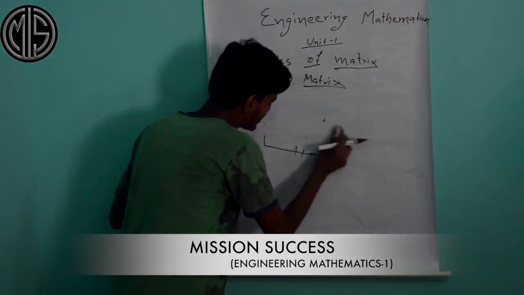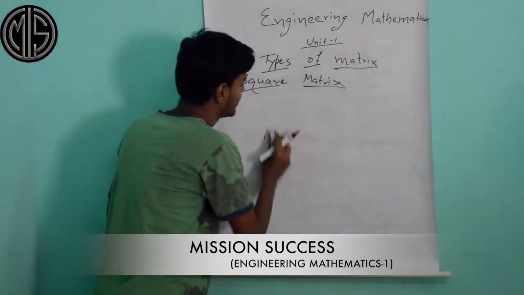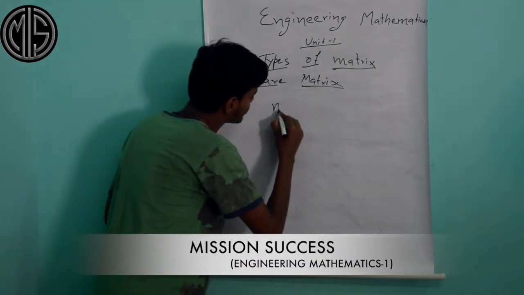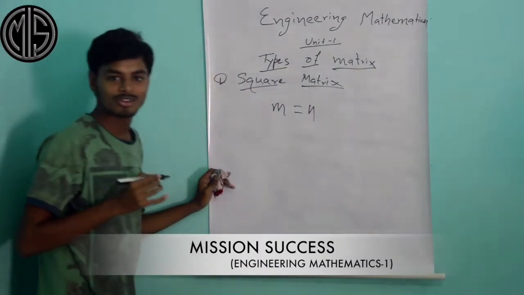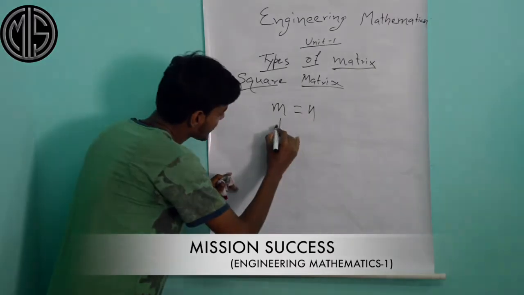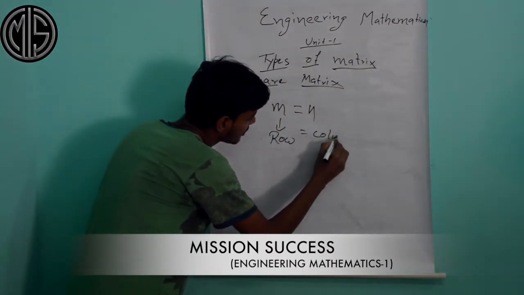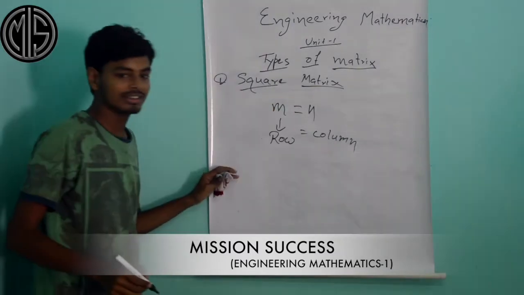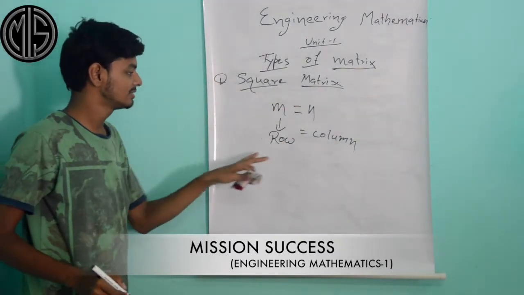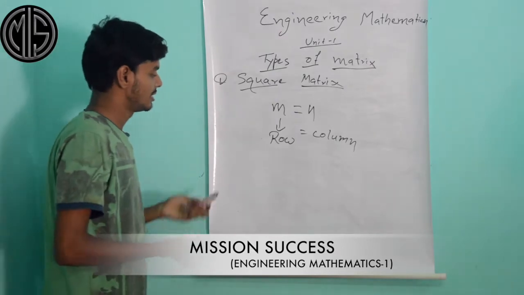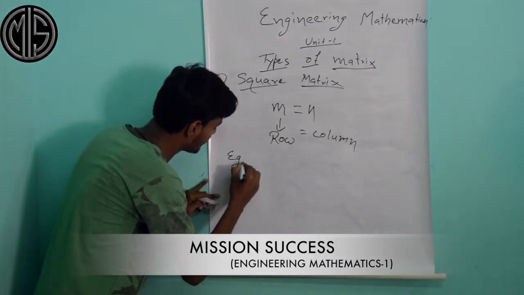A square matrix means m is equal to n. When the row and column are both equal, then it is called a square matrix. Let's see an example.